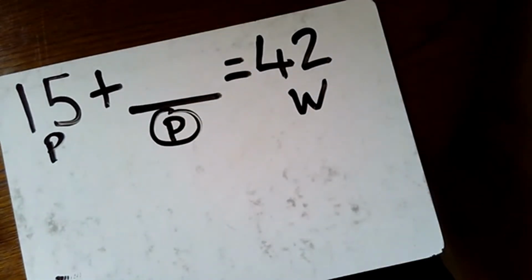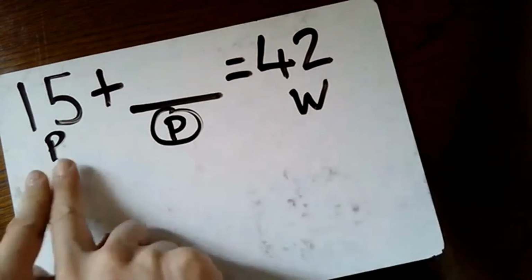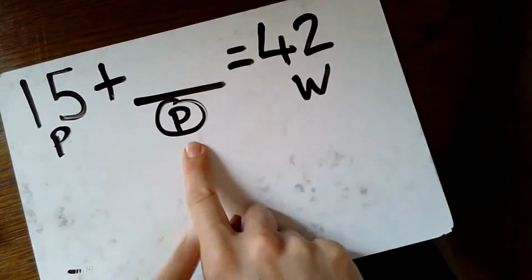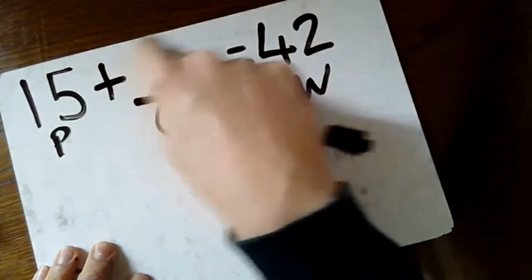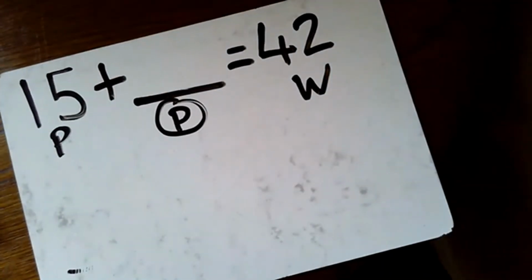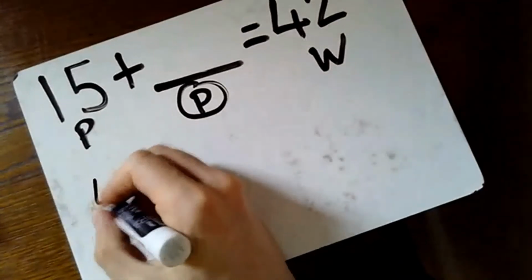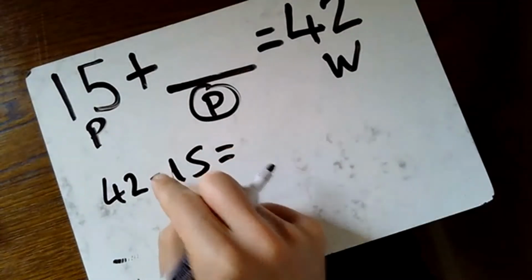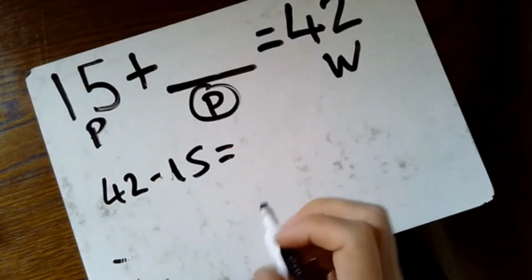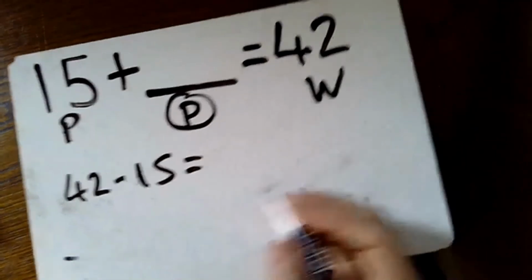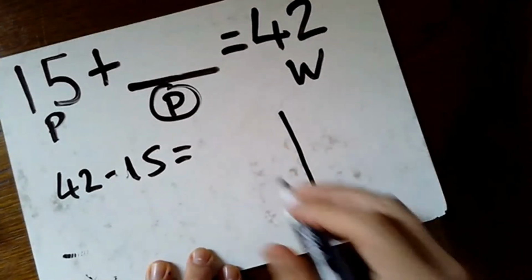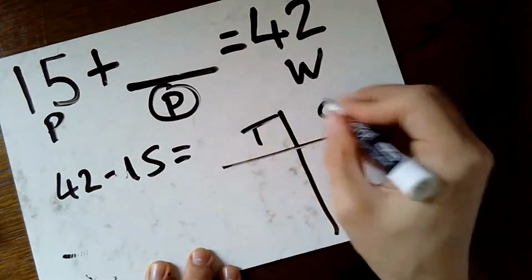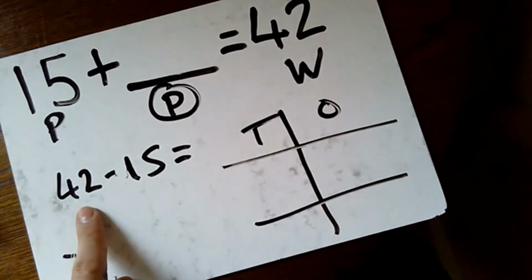Well, I know whole subtract part equals part. I can actually find the missing number in this addition question by subtracting, by doing 42 subtract 15. 42 subtract 15 will tell me the missing part. How can I solve that then? Tens and ones. I only represent the whole when subtracting.